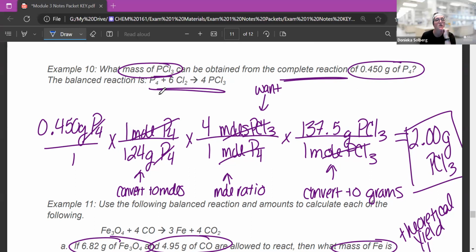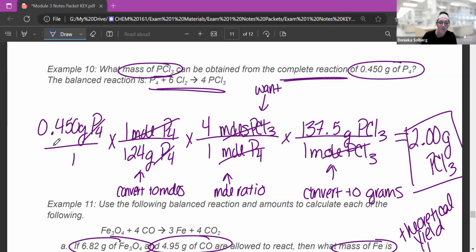this. Okay, so like any problem, I'm going to start with the number I gave you in the problem. I'm going to start with 0.450 grams of P4. Write your units so you know what cancels out and what doesn't. So I have this, but I want mass of PCl3. This is a completely different compound. Okay, so it's not just 0.45 grams, it's going to be a different mass. This is a 1:4 ratio. So this is what you do.